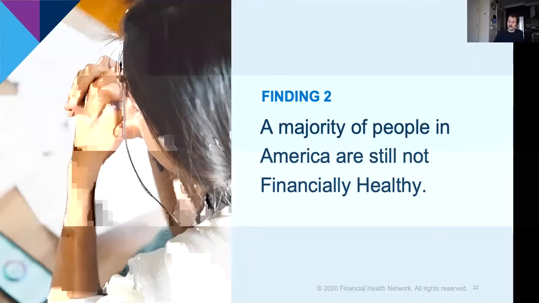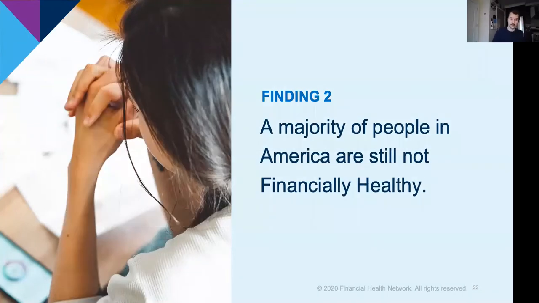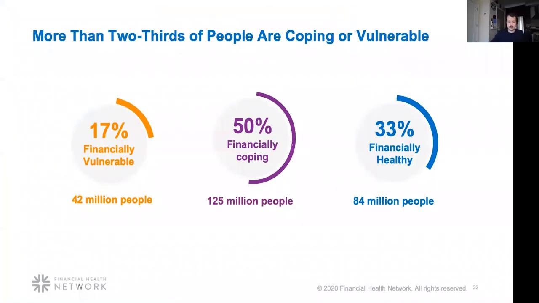Moving on to our second finding, despite this improvement in financial health, we still find that the majority of individuals are still not financially healthy. And there's a lot that we can unpack there, particularly in light of the COVID-19 pandemic. So again, 2/3 of individuals in America are either financially vulnerable, at 17% of the US population, or financially coping, at 50% of the US population. This aligns with millions of individuals in the United States.